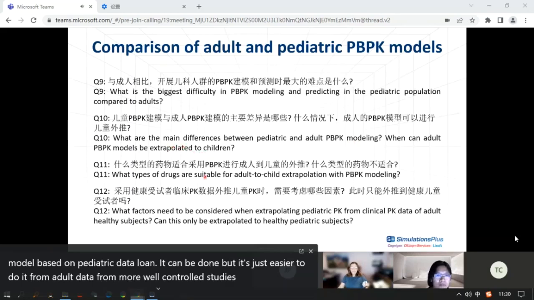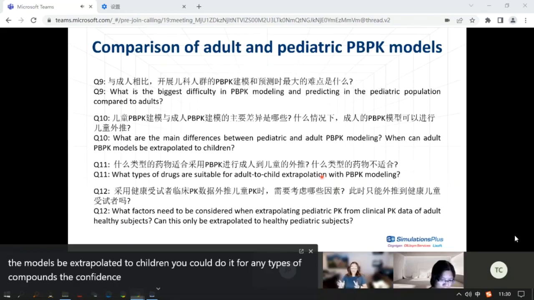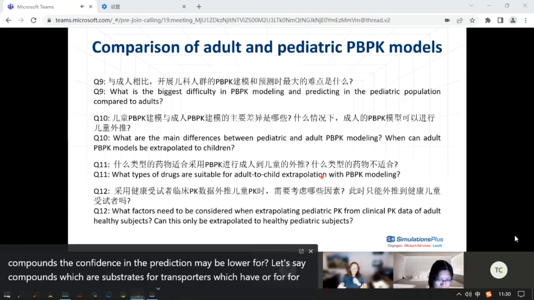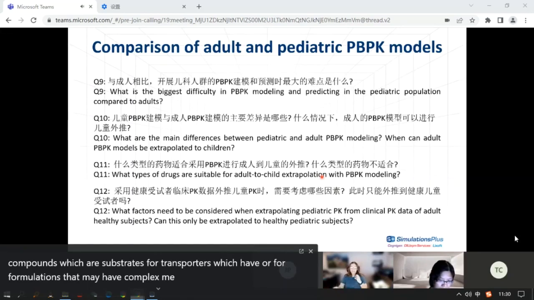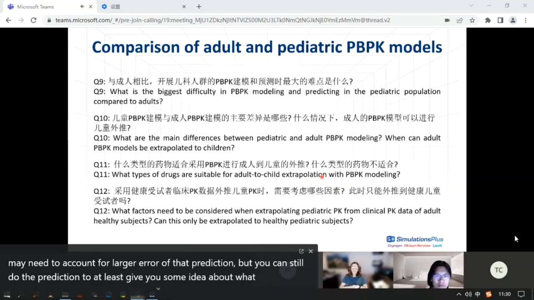And when can the models be extrapolated to children? You could do it for any types of compounds. The confidence in the prediction may be lower for, let's say, compounds which are substrates for transporters, or formulations that may have complex mechanisms happening in the intestine and so on. You may have lower confidence in the prediction or may need to account for larger error of that prediction. But you can still do the prediction to at least give you some idea about what PK to expect in children.